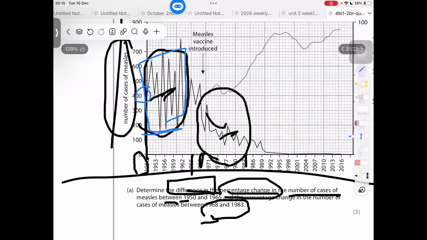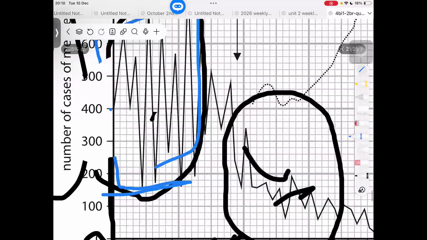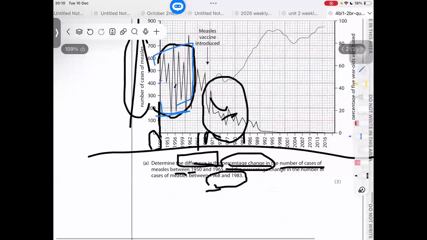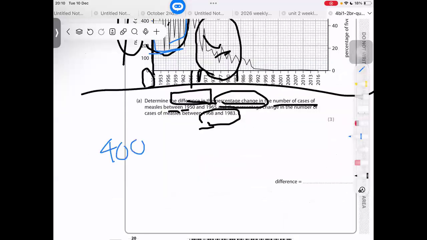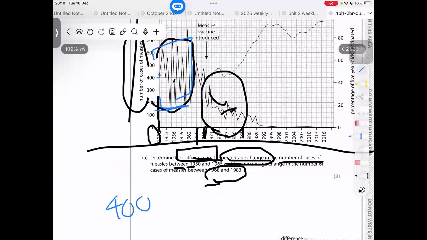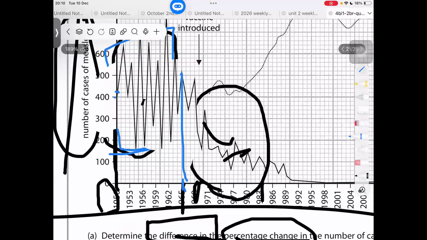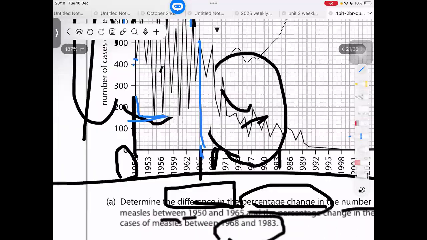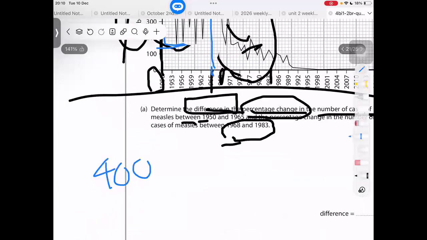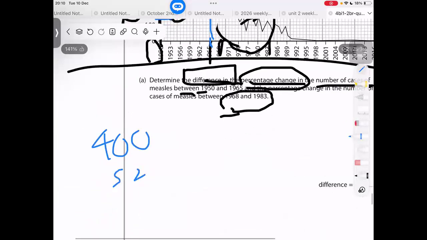In 1950, if you take the initial number of cases of measles, you can say it's 400. But some people might see it as 420, and they have awarded marks either way. So in 1950, the number of cases will be 400. In 1965, the number of cases will be around 520. If you got around 510 to 520, you get marks. I'll take it as 520.